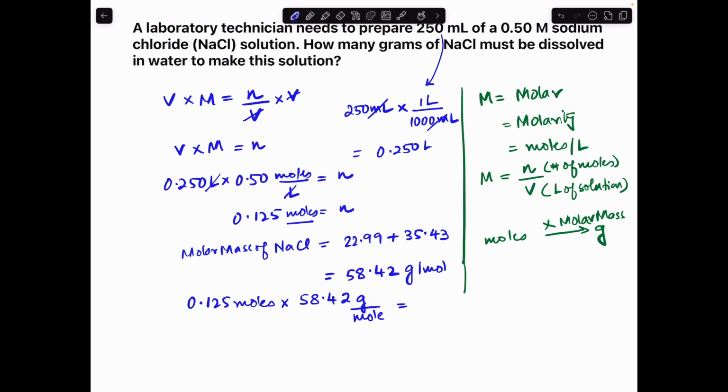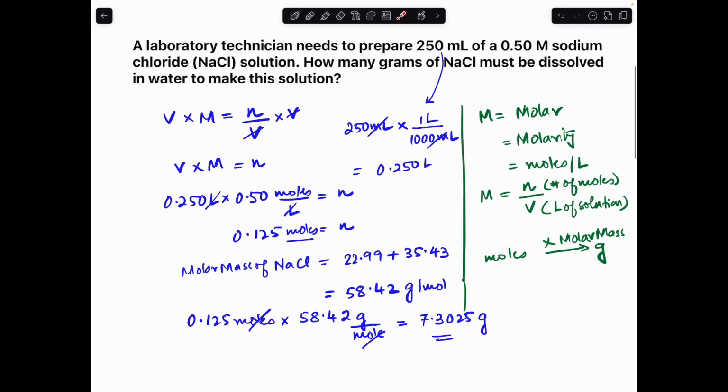which gives us, notice carefully, the moles cancel out, and we just multiply those together to give us 7.3025. That's what my calculator says, grams. Now we need to correct for significant figures. In the problem we have two significant figures here and another two here, and we didn't do any addition or subtraction, just multiplication and division, with the exception of the addition for the molar mass.